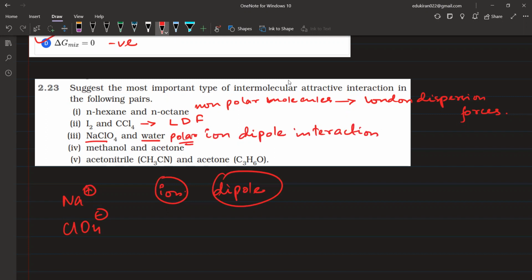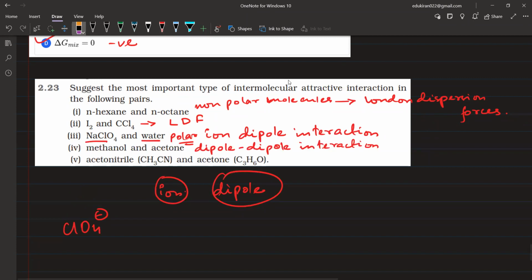ठीक है. Next, methanol and acetone. In both of them, what are they? They both are having what? Methanol is also dipole, acetone is also dipole. इन दोनों के बीच में क्या होगा? Dipole dipole interaction. Both of them are polar. Dipole dipole interaction.